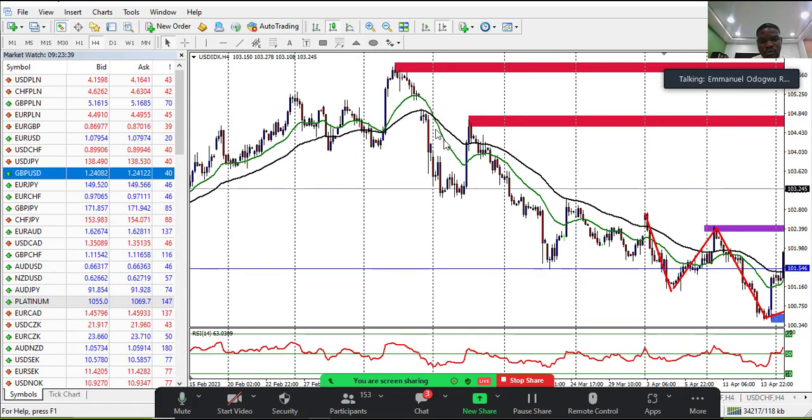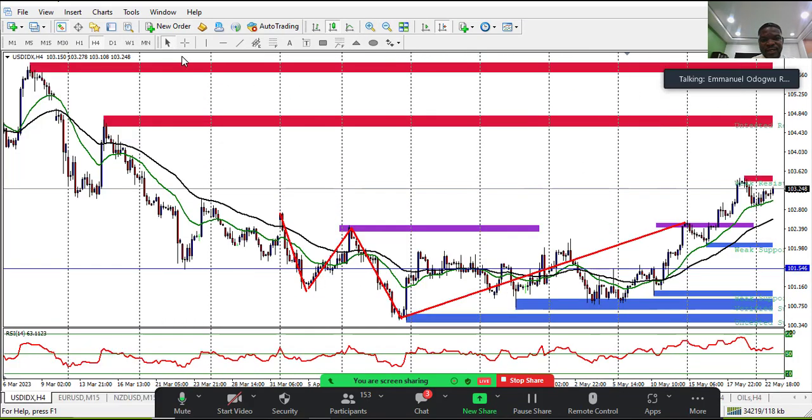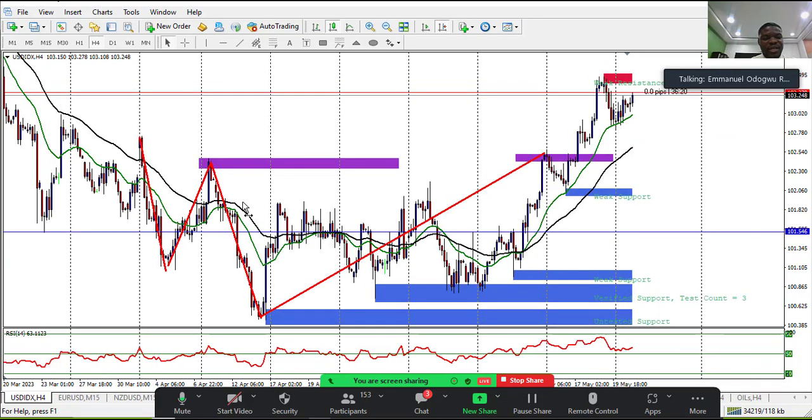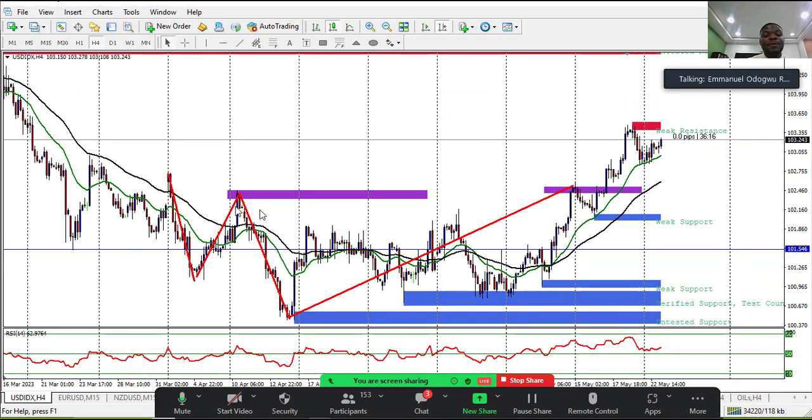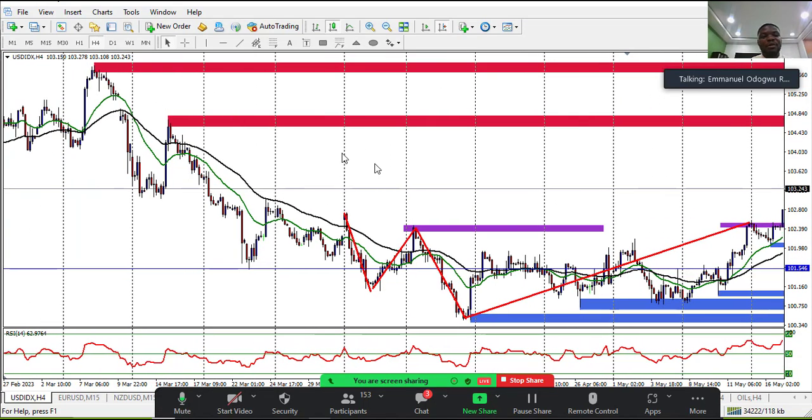Like the last time we were here, we said the US dollar on the H4 time frame had shifted from the downward trend to the upward trend. That means we are ready and set to start seeing strength pump into the dollar, right? So this is what was happening before, right? And that is a channel.